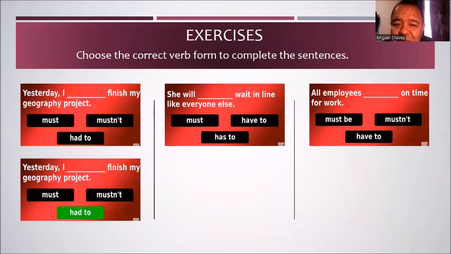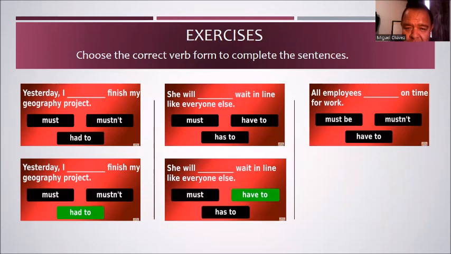Another volunteer, please, for the second. Yes, Montserrat, thank you. She will have to make it light like everyone else. Let's check the answer. Have to. Yes, because we have will. Will have to, okay, expressing a future obligation. Okay, thank you, Montserrat. Next.